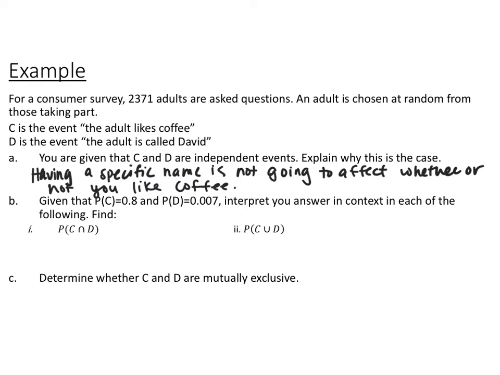So then they tell us that the probability of liking coffee is 0.8, and the probability that someone's name was David was 0.007. So given those probabilities and the fact that they're independent, we want to find the probability of C intersect D and find the probability of C union D, and then interpret those results. Once you've done that, determine whether or not C and D are mutually exclusive.